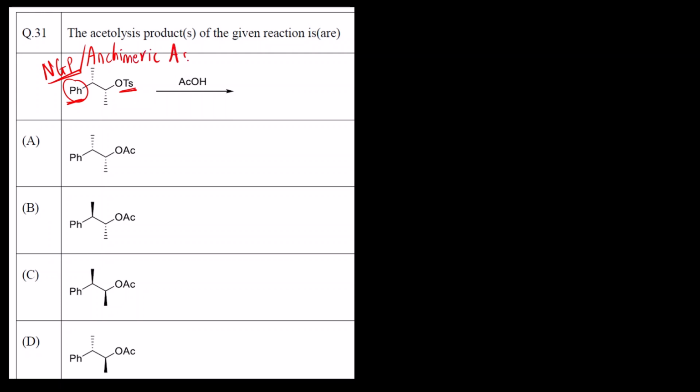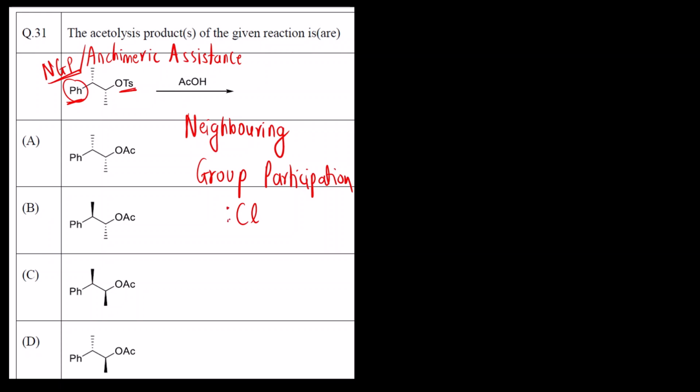Now what is NGP? NGP is neighboring group participation. So this NGP can be carried out by a species having a lone pair. It can be by a double bond, or it can also be by a benzene ring, or it can also be by a single bond. Here it is going to be a benzene ring.